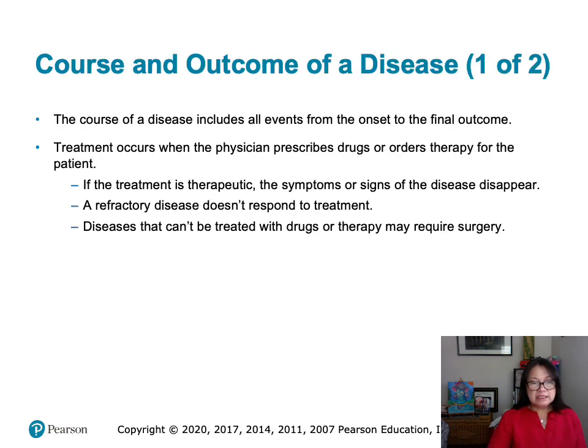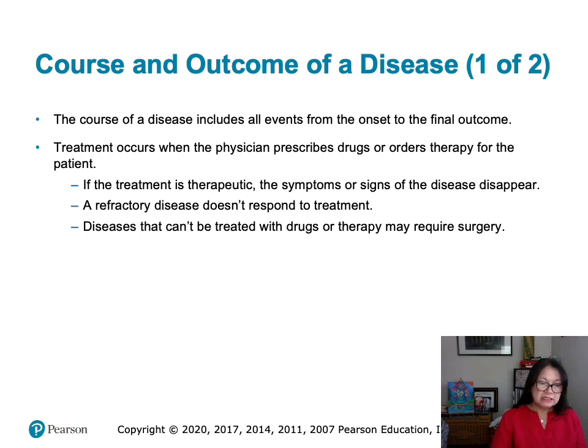The course of a disease includes all events from the onset of the disease until the final outcome. The course and outcome of a disease can be affected by treatment when the physician prescribes drugs or orders therapy for the patient. If the treatment is therapeutic, the signs or symptoms of the disease disappear. A refractory disease is one that does not respond to treatment. Certain diseases that cannot be treated with drugs or therapy may require surgery.